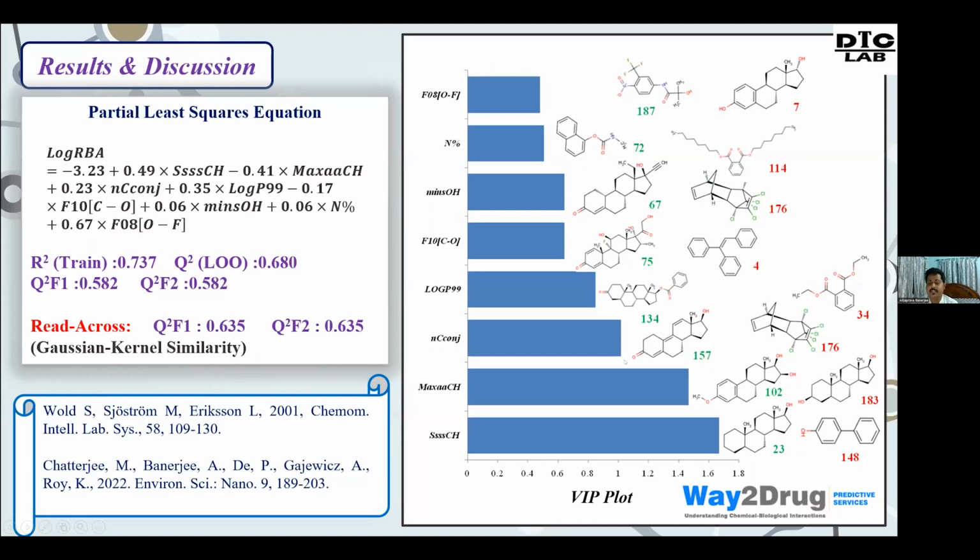The nCconj descriptor generally signifies the enone moiety of ring A of the steroid nucleus. Now this ketone group over here performs hydrogen bond acceptor interaction with the arginine residue of the androgen receptor, and thus it exhibits more toxicity. N% signifies the presence of a nitrogen atom in the molecule, and as stated by Zhu et al., nitrogen atoms are able to perform hydrogen bonding with the receptor residue, and compounds having nitrogen atoms are more prone to show toxic effects than compounds which do not have nitrogen atoms.